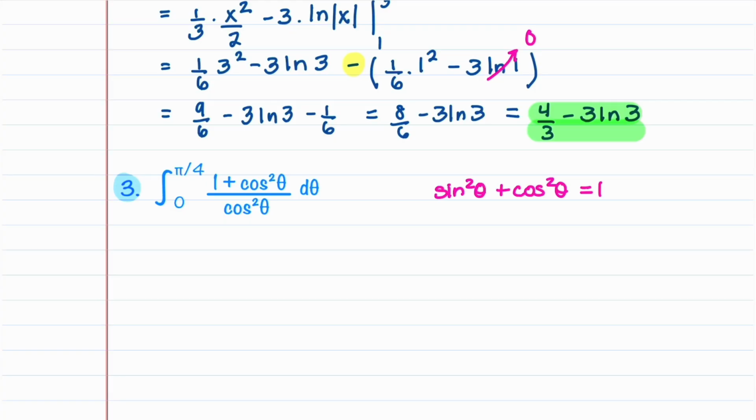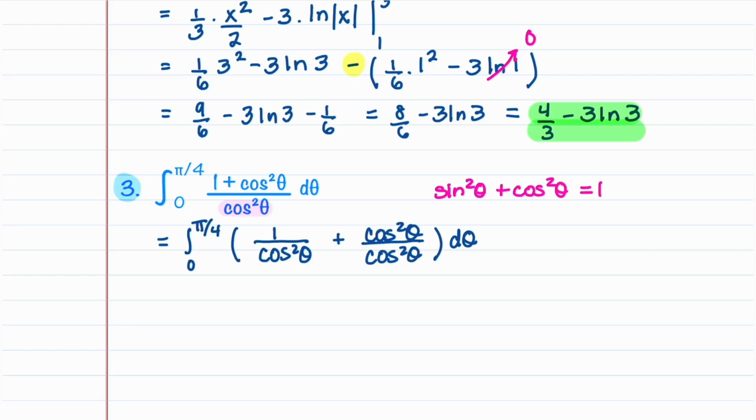Then I look at it again and I say, oh, we just have one term in our denominator. So what we can do is we can rewrite what we're integrating and divide each term in the top by cosine squared. Let's see what this gives us. This is the integral from 0 to pi over 4 of 1 divided by cosine squared theta plus cosine squared theta, all divided by cosine squared theta d theta. Now let's simplify this.